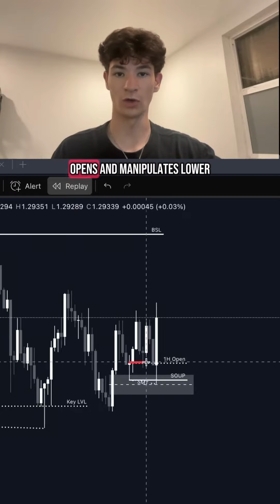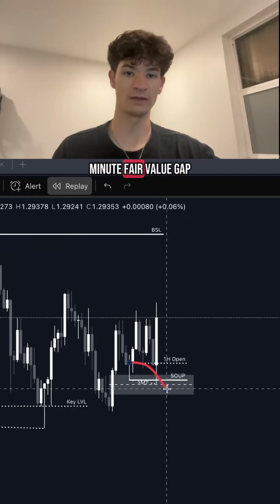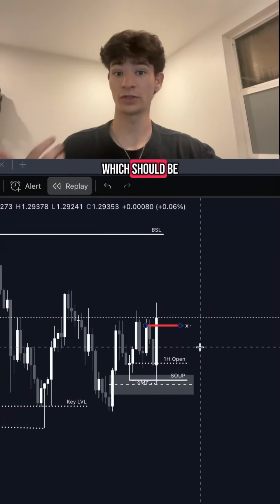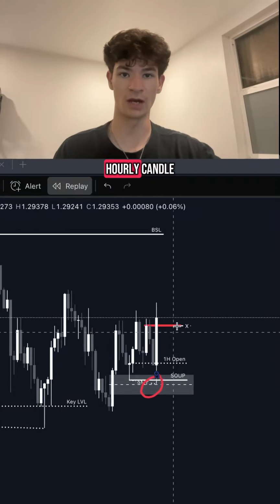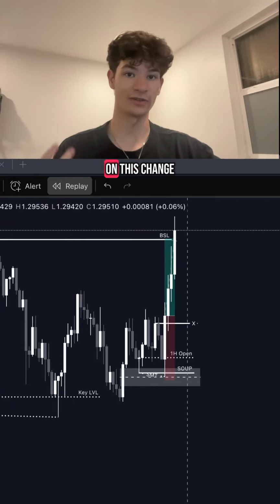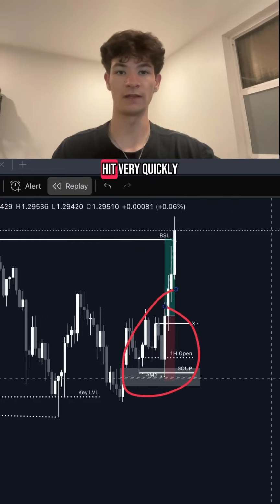The hourly candle opens and manipulates lower into this 5-minute fair value gap, as well as sweeping out this internal low. And we also get this change in state of delivery, which should be our confirmation that we've put in the low of the hourly candle and that we're ready to distribute to our buy side liquidity. And as you can see, if you were to enter on this change in state of delivery, our take profit would have been hit very quickly.